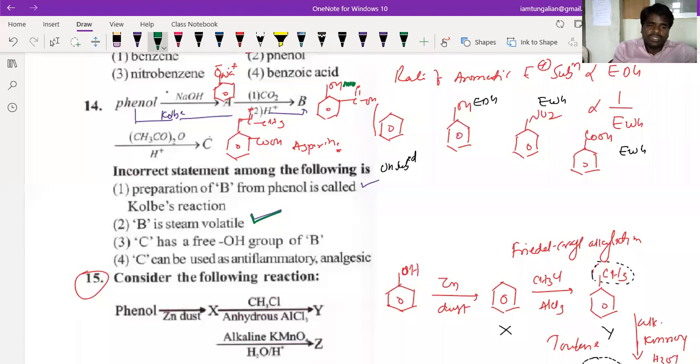This is also true. C has a free OH group. This is incorrect, beta, and your answer will be this one only. Here, this is C, beta. Is there any free hydroxy group? No. But it says C has a free hydroxy group. Here this hydroxy group has been acylated. So this is incorrect. And C can be used as anti-inflammatory as well as analgesic, beta. Is it true or false? It is also true. This aspirin is used as an anti-inflammatory as well as analgesic. So among the given options, option C is incorrect, beta.